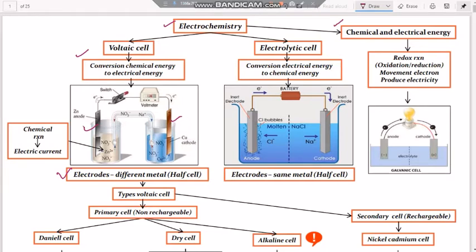And here a switch is also arranged and a voltmeter is connected. You can observe a chemical reaction is taking place in both electrodes. The chemical reaction is nothing but the electric current reaction here. Electrons start moving from zinc to copper. So this is the general schematic diagram of the voltaic cell, and this will be further divided into primary cells, non-rechargeable batteries. They are the Daniell cell and the dry cell.